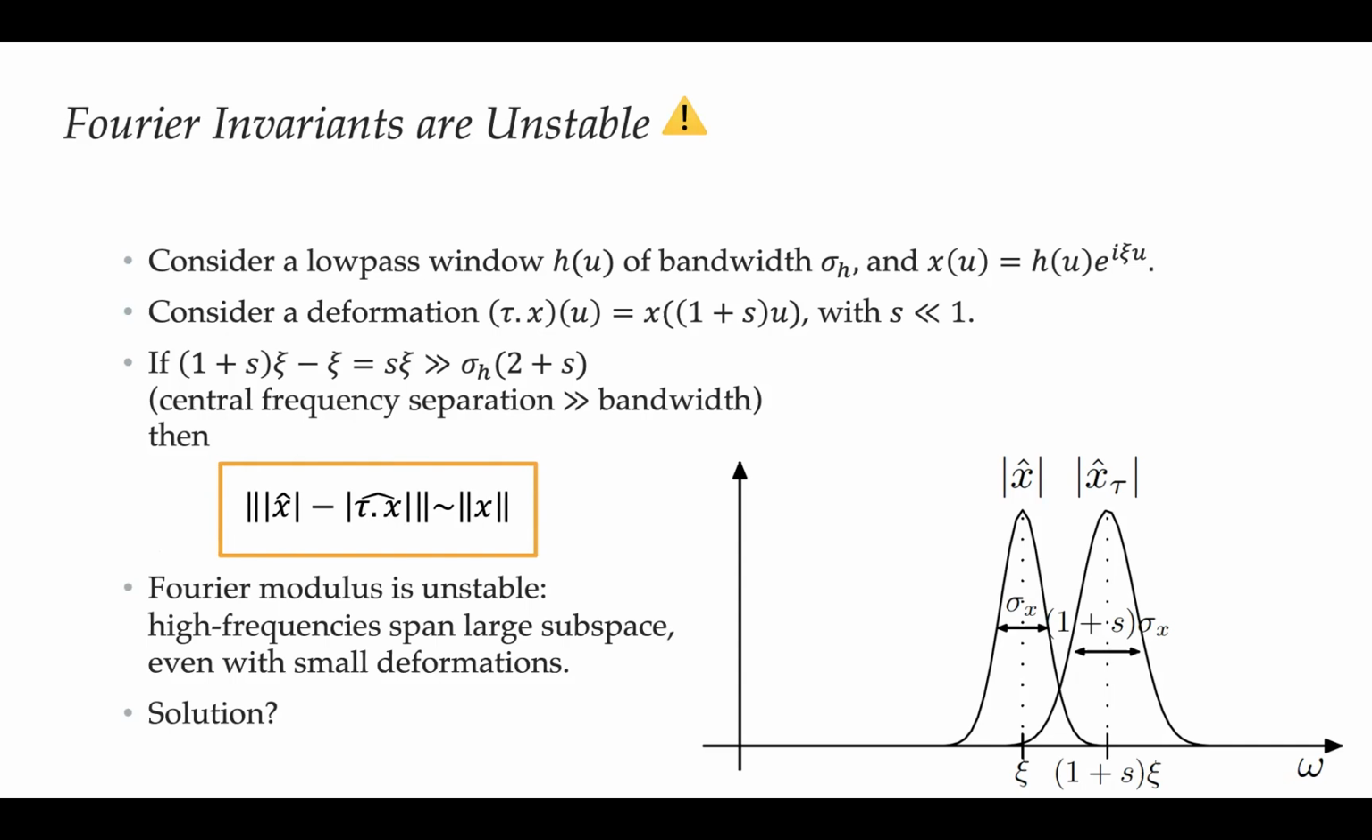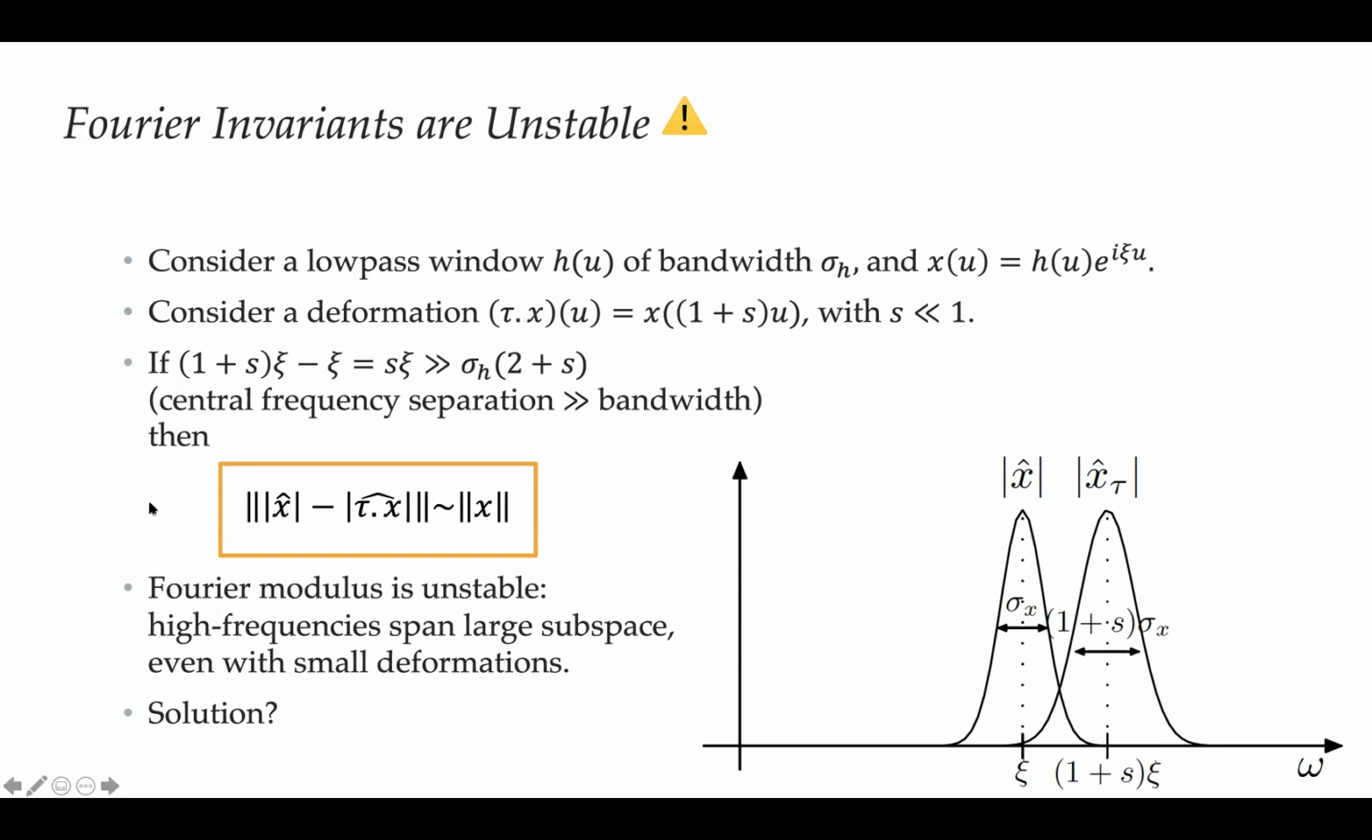And the main problem here is the high frequencies. We saw before that the eigenstructure of the translation group consists of Fourier atoms. So any Fourier atom, independently of the frequency, is an eigenvector. But as soon as I'm not considering a translation, but something that deviates a little bit from a translation, this eigenvector is no longer useful. It's completely unstable.